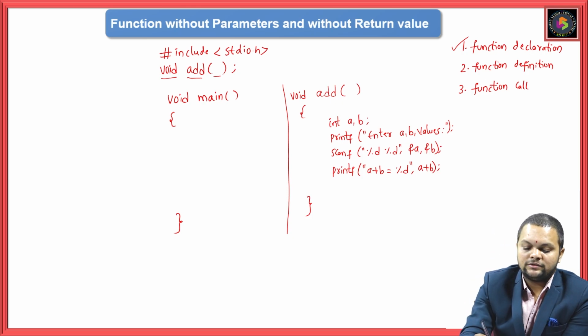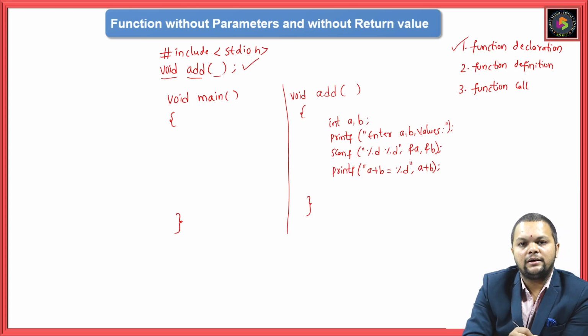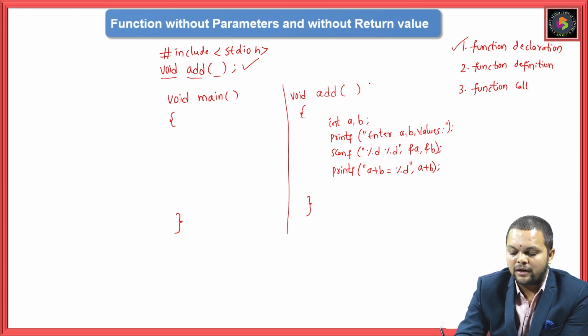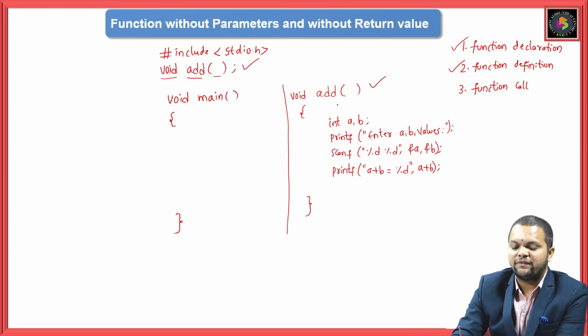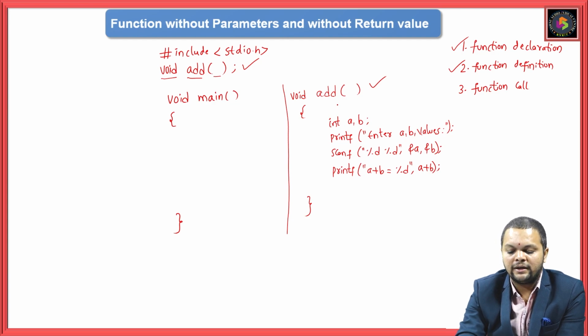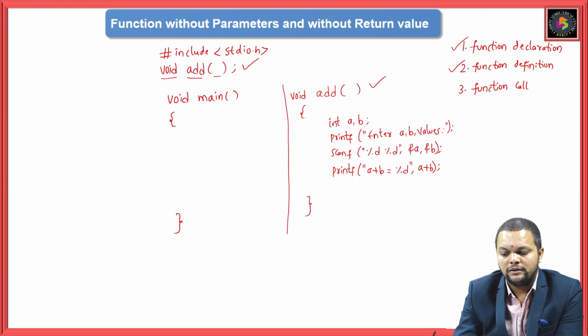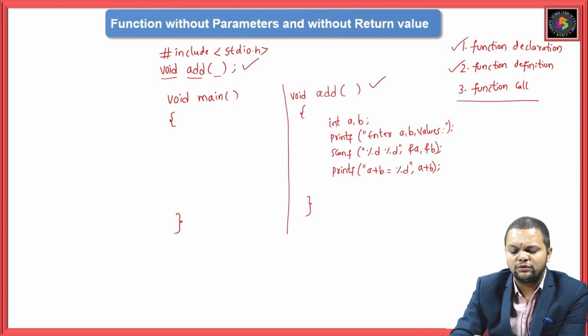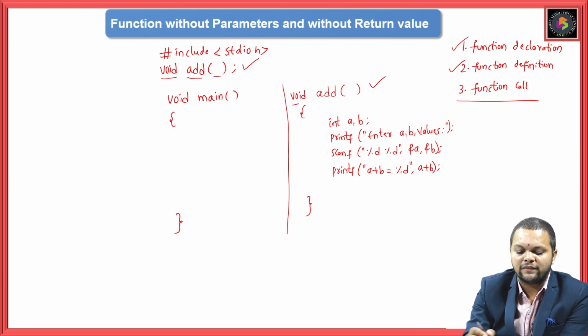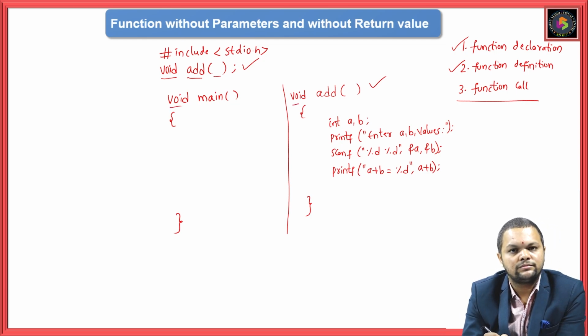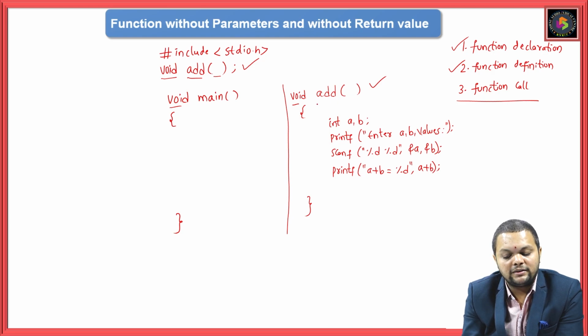So this is a part of function declaration, and this is a part of function definition. We have declared a function, we have defined a function. The main thing you need is function call. There is no connection between this particular function and that particular function. It's executing, but this will never execute if I am not giving a function call.